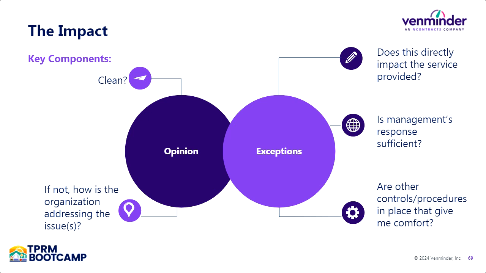I think a lot of times when we talk about SOC reports, we hone in on these two main areas, the opinion, which is the very beginning of the report, and then any exceptions that you find in this testing area, this Section 4. And really when we talk about the opinion and exceptions, we want to talk about impact. Do these exceptions directly impact the service provided? Is there a management's response, and is it sufficient? And then are there other controls or procedures in place that give you comfort that the exception doesn't have a high impact? And this is kind of that same area where we talk about gaps, right?